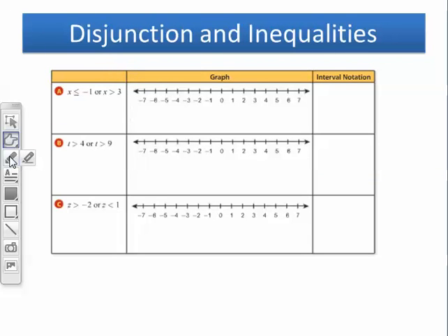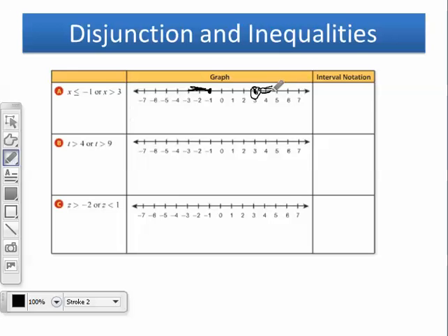So let's look at a disjunction for a little bit here. X less than or equal to -1. Well, that's a solid circle here going this direction. Or x greater than 3. So that'd be an open circle at 3 going this direction. I think I've got two different values there, right? So t greater than 4, open circle at 4 going that way. T greater than 9. Well, 9's out here, open circle there. Oh, wow, going that way.